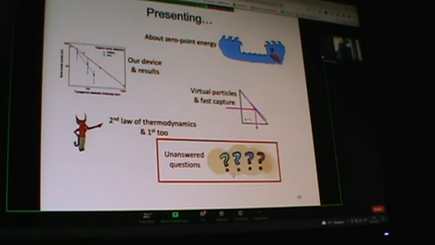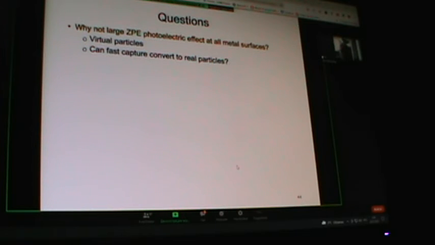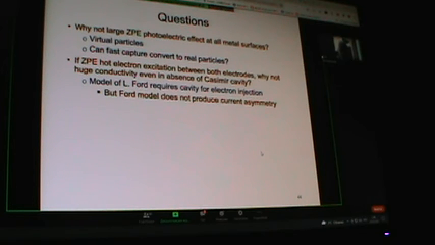Okay, so let's go quickly to the last part, which is the unanswered questions. One question is, why do we not see a large photoelectric effect from zero-point energy at all metal surfaces? I raised this, and the standard answer is that the photons, or we shouldn't even call them that, the electromagnetic modes from the vacuum, are virtual. Can we use fast capture to convert those virtual particles to real particles? I don't know.